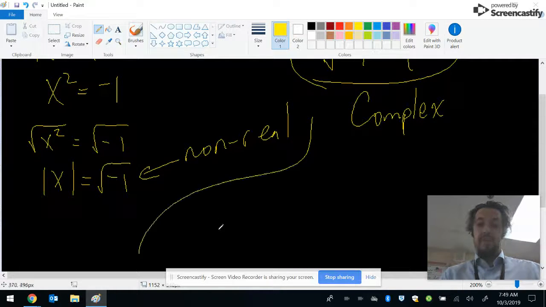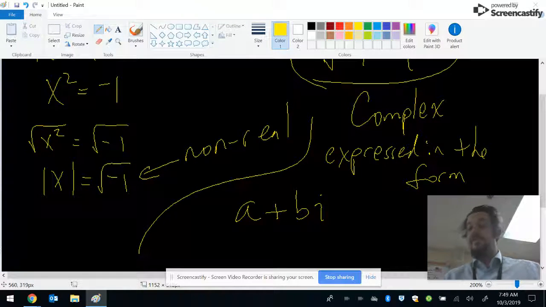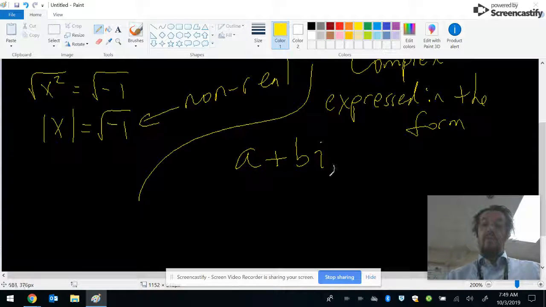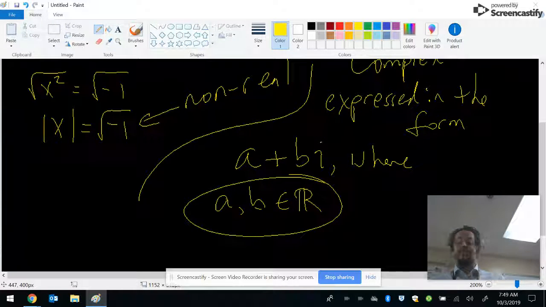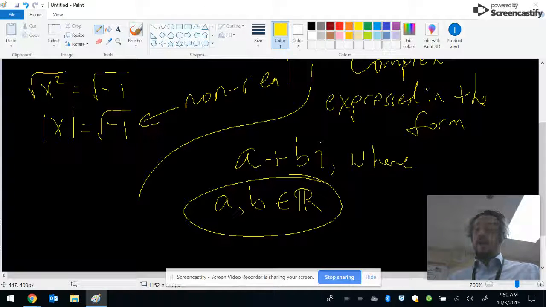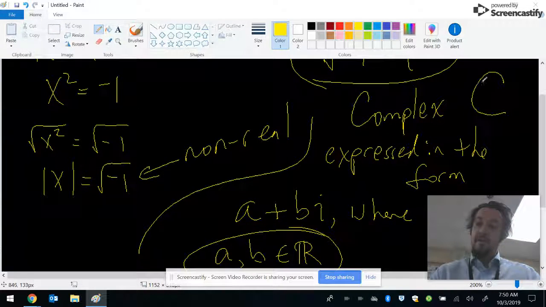So, an example of a complex number would be any number that can be expressed in the form a plus bi, where i is the imaginary unit, and a and b are real numbers, right? So this allows you to express the solutions to quadratics that don't have real solutions. Again, the new set of numbers, the complex numbers, the abbreviation is a big C with a line.